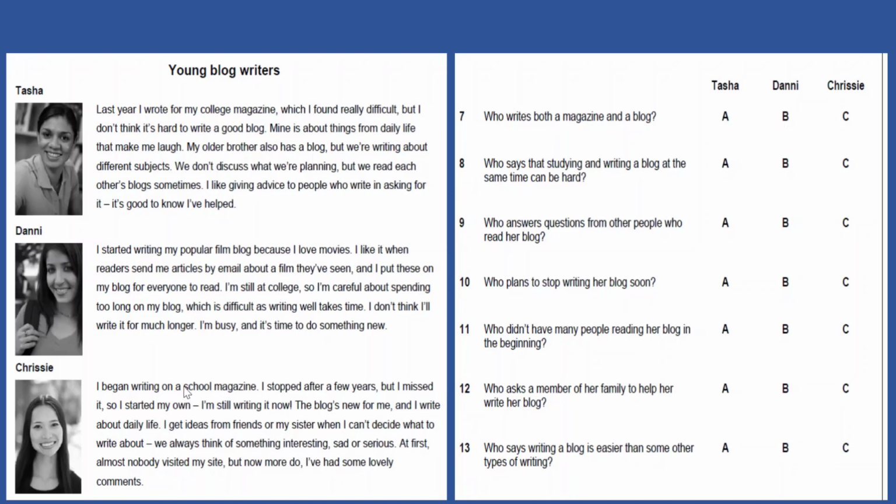Here, if we look at the text, the answer will be C, because Chrissy says, I began writing on a school magazine. I stopped after a few years, but I missed it, so I started my own. I'm still writing it now. It is the magazine. The blog's new for me, so she has also started writing a blog. So the answer is Chrissy, C. And so on. Students need to read each question and decide which one is appropriate for the answer.